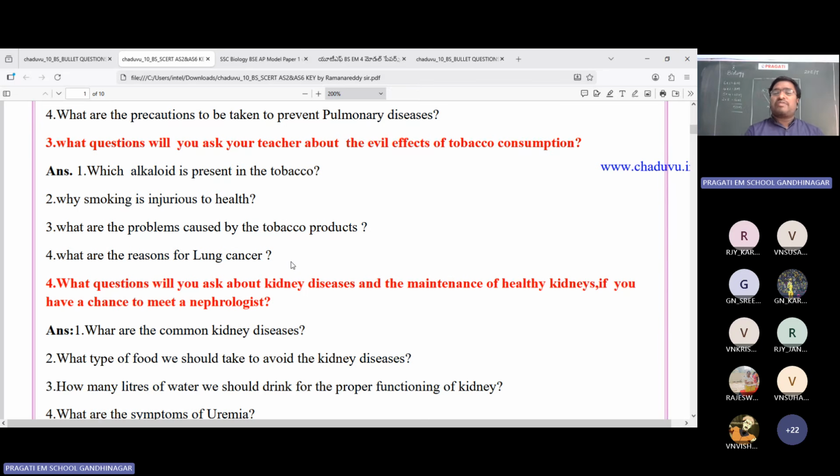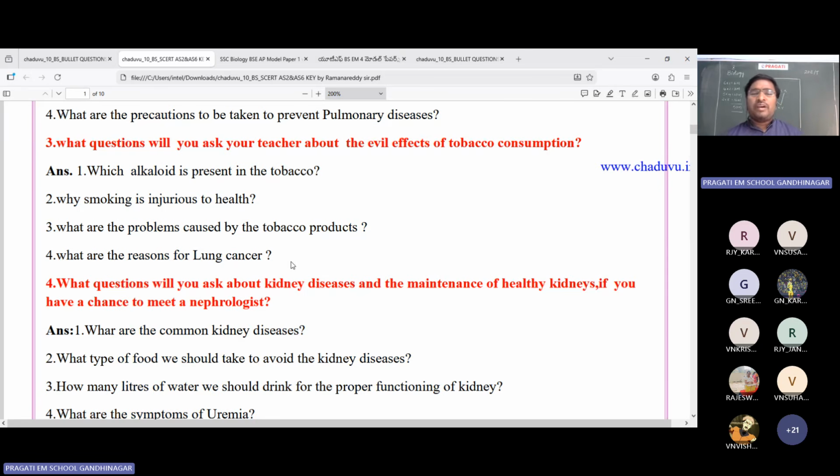The evil effects of tobacco consumption. Tobacco is an alkaloid. If you take an alkaloid, what will happen? It disturbs the function of the lungs, isn't it? It will cause lung cancer. So basing on that, you can ask the questions. So what are the questions?